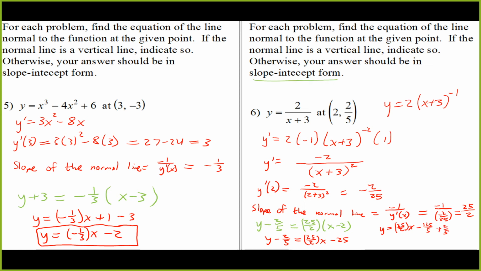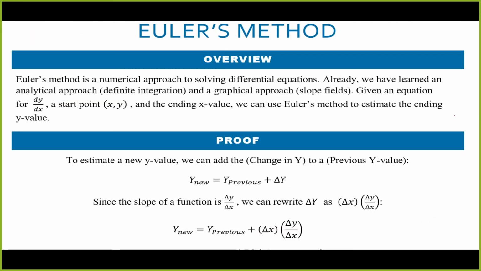So what's our final answer? It will be y equals 25 over 2 times x minus 123 over 5. Awesome. Okay. I think we've got normal lines down. So last thing for today.